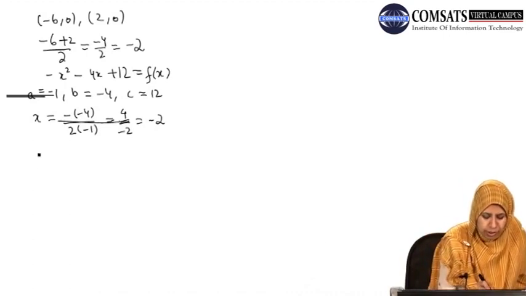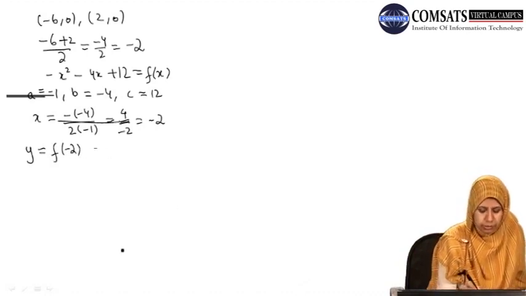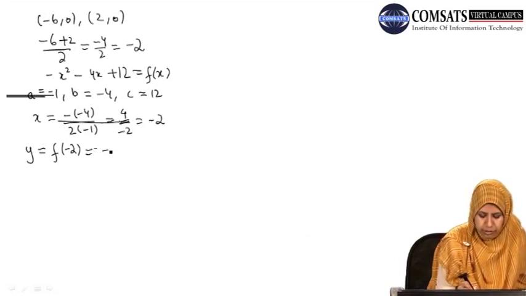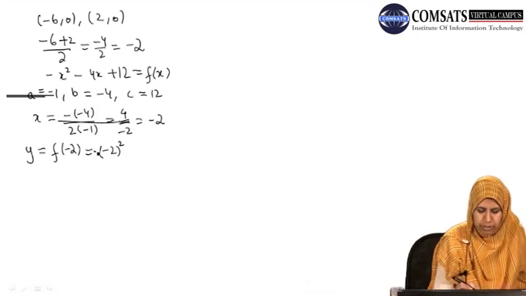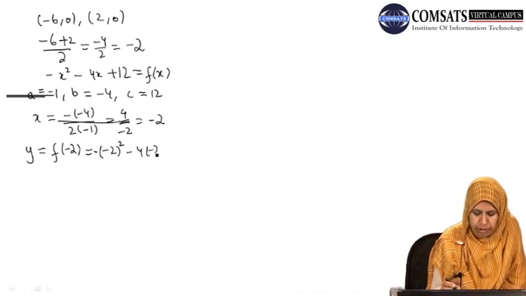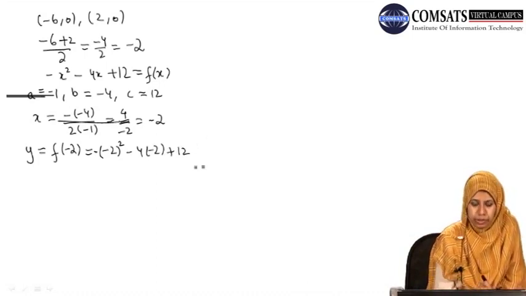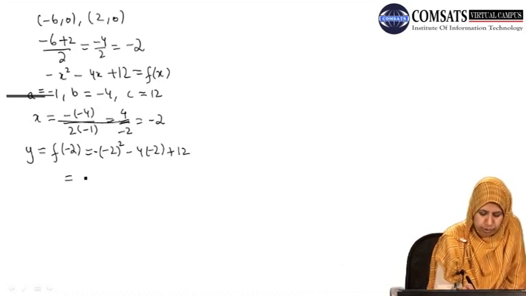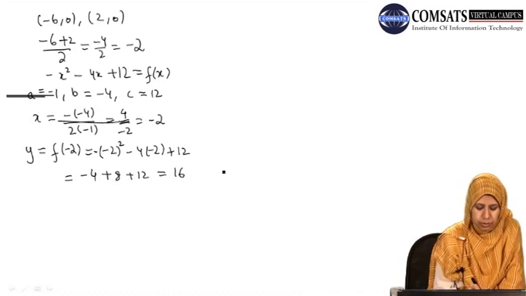We will find the y coordinate by finding the value of the function at our x coordinate, which is -2. We obtain -(-2)² - 4(-2) + 12, which equals -4 + 8 + 12, which is equal to 16. So the vertex has coordinates (-2, 16).